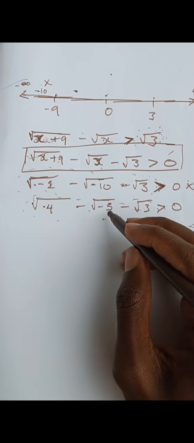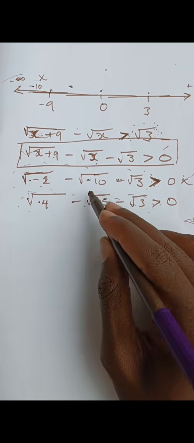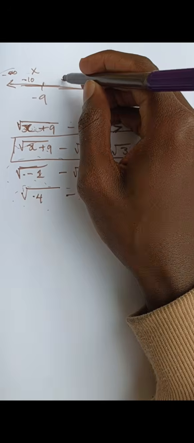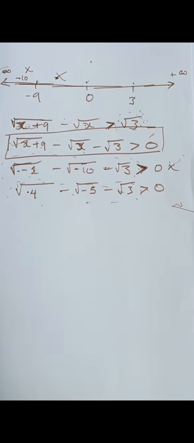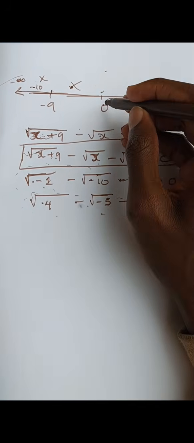So before you even bother yourself, check, is there a negative under a square root? If there is, don't even hesitate. Just ignore that region. It's not a true region. So we come here.